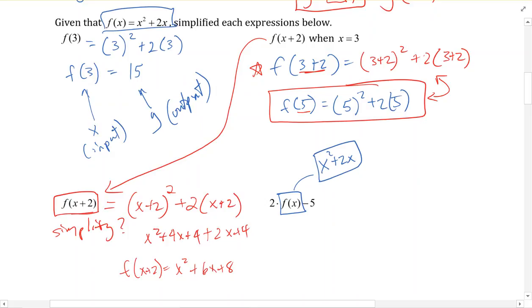So if I want to do 2 times this thing, 2 times my f of x function minus 5, we would probably want to simplify this: 2x squared plus 4x minus 5. And that is what 2 times f of x minus 5 would be equal to.